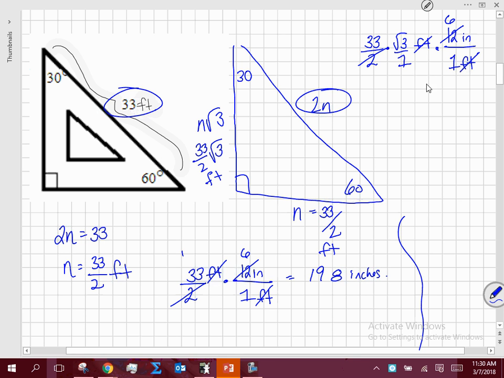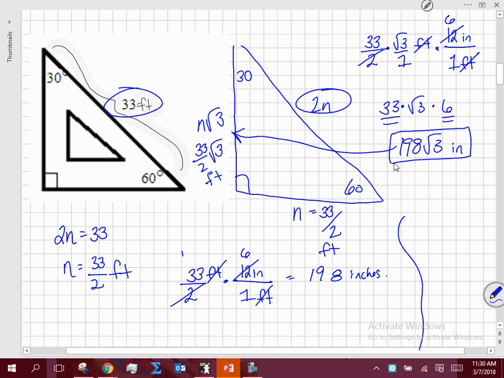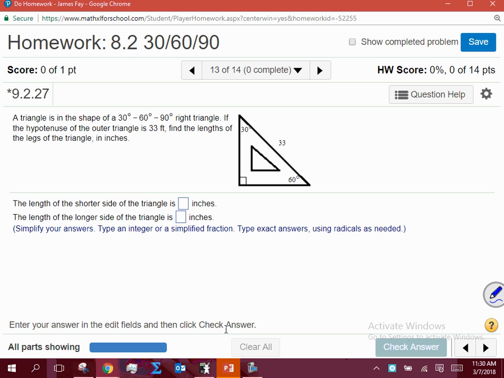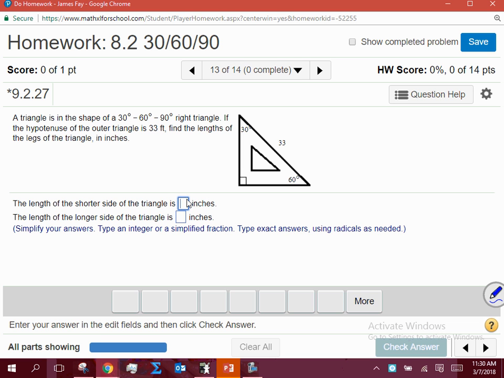Okay, so what's 33 times 6? Because now, guys, all the numbers have gone to 1, we have 33 times radical 3 times 6. These are the best two numbers to multiply together because they're both integers. So that gives me 198, doesn't it? So 198 root 3 inches would be that side there. 198 inches would be that one there. Now, I'm going to look back at the question. It says type exact answers using radicals as needed. So the length of the shorter side is 198, and this one would be 198 radical 3.